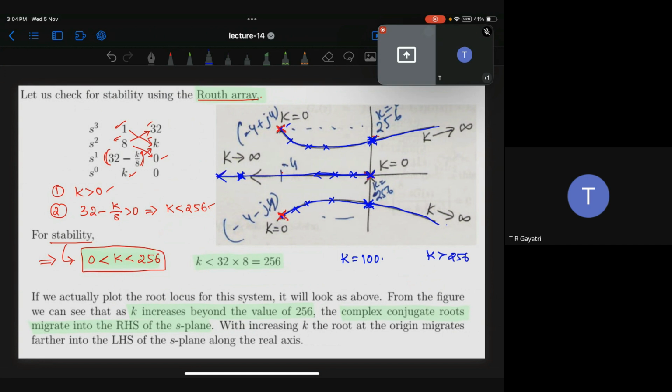Now you see these blue lines. This is one line, this is another line, this is another line. So what are these lines? These are the pole paths when you keep on increasing the k value from 0 to infinity. Clear? Yes, sir. This is called the root locus. This is called the root locus plot. Is this clear? Any query?